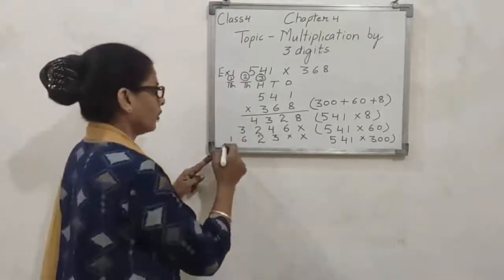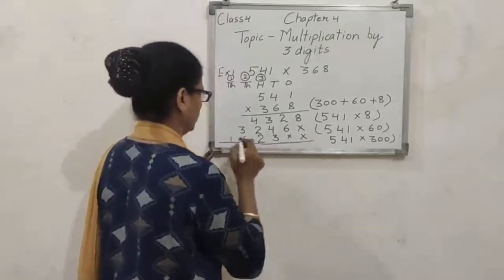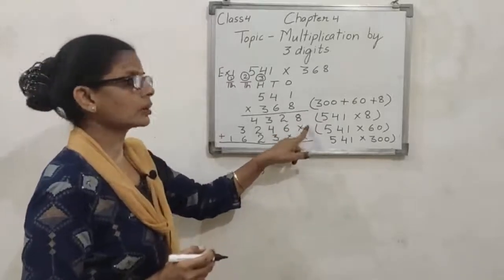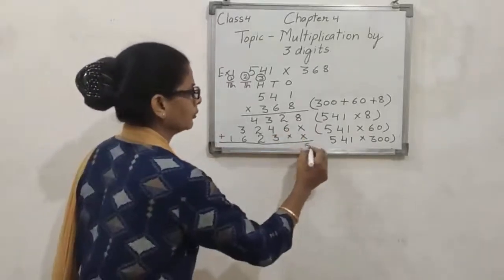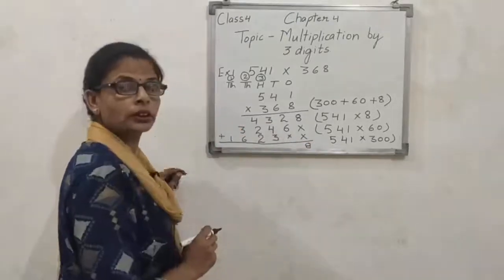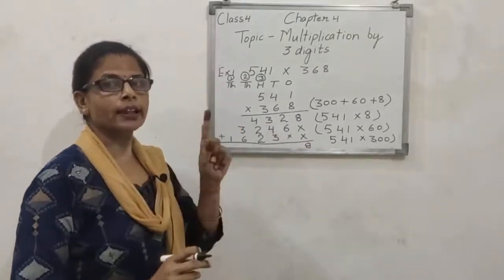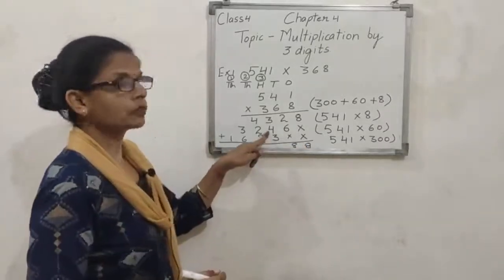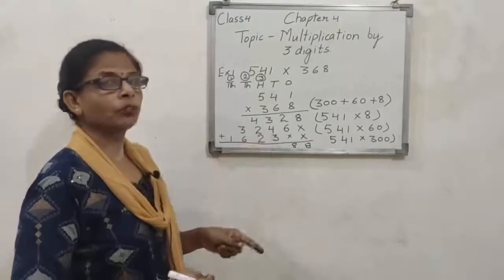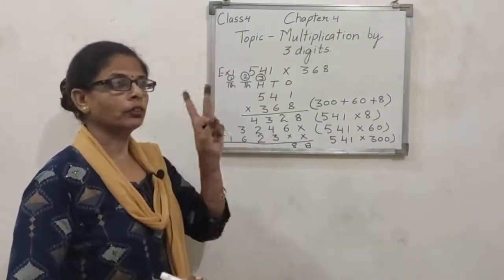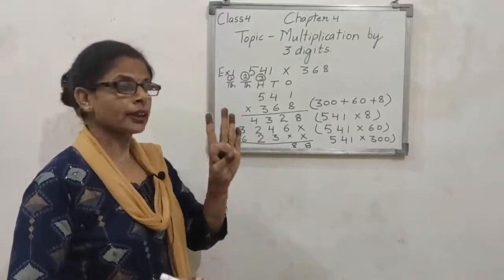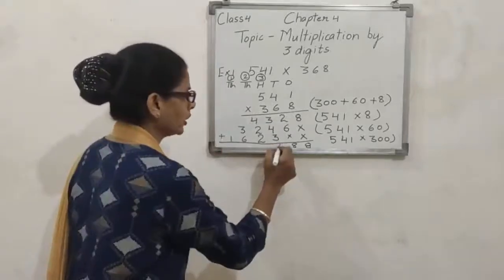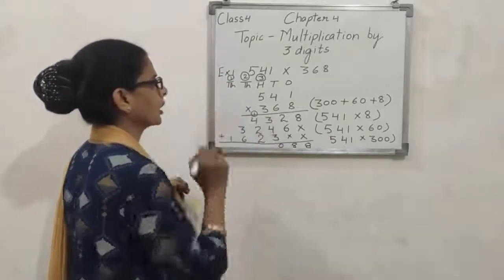Right? Now we have to add them. Put a plus sign. 8. Here are cross or 0, that means 8 only. Now 6 plus 2 is, after 6, count 2 numbers: 7, 8. Right? Now 3 plus 4. After 3, count 4: 4, 5, 6, 7. 7 plus 3: 8, 9, 10. So we'll put 0 here and 1 will be carried on the thousands place.